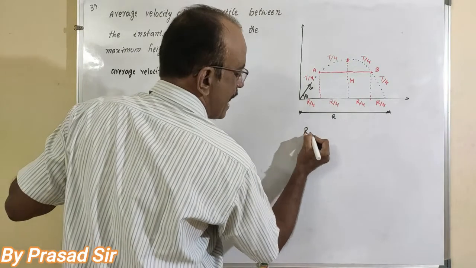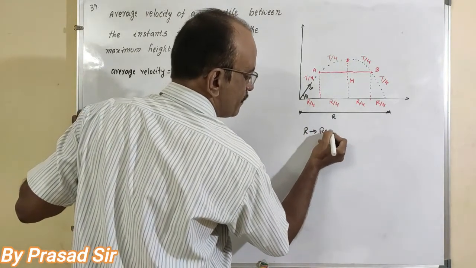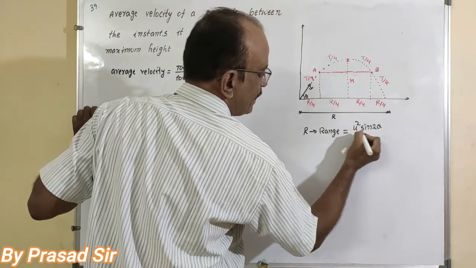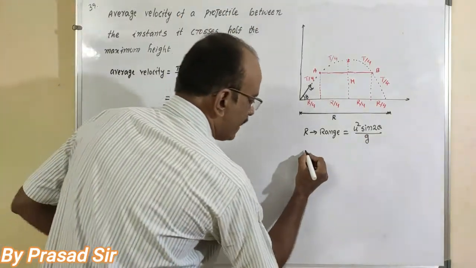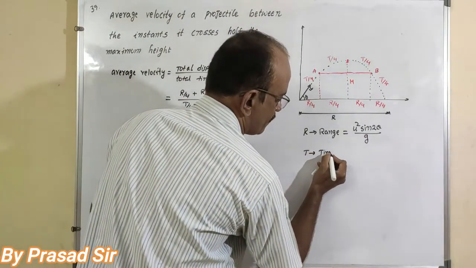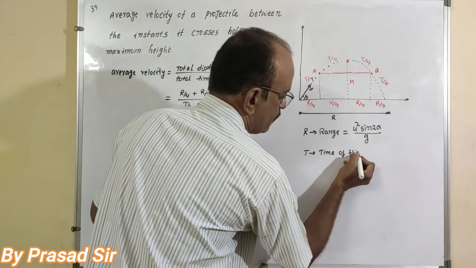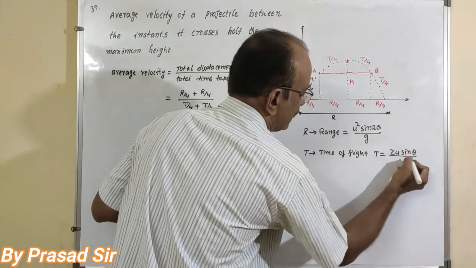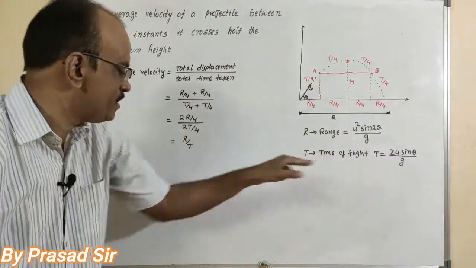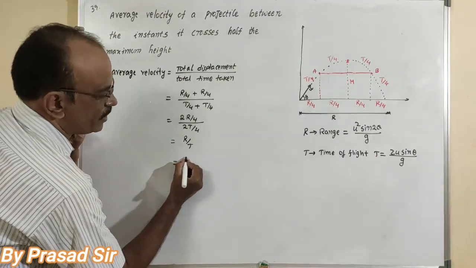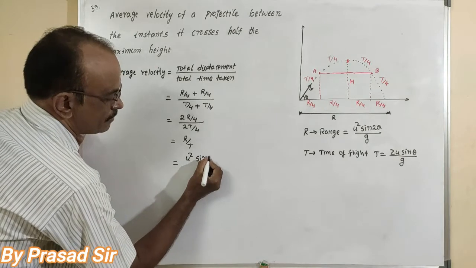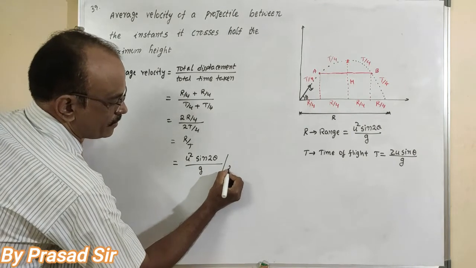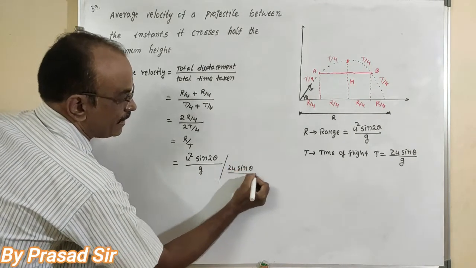One thing to remember here, R means the range. The range formula is u square sine 2 theta divided by g. Here T means the time of flight. T is equal to 2u sine theta divided by g. Now substitute these two values here. That is u square sine 2 theta divided by g, divided by 2u sine theta divided by g.